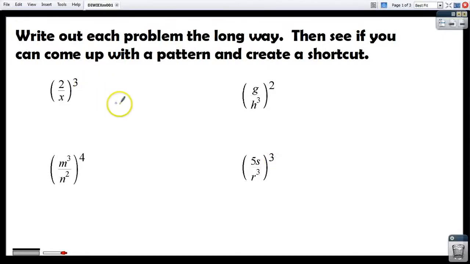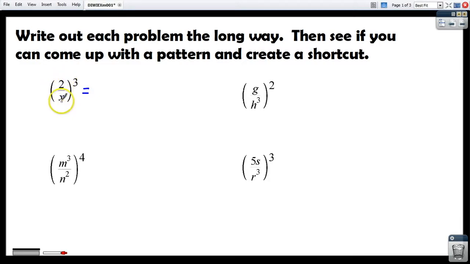Here we go. One more shortcut we're going to see if we can figure out by doing the problem the long way. So here we've got four problems, and what you'll notice about these, they're all once again division problems or quotients. And each quotient or division problem has been put in parentheses and put to a certain power. And so once again, we want to think about what this looks like the long way.